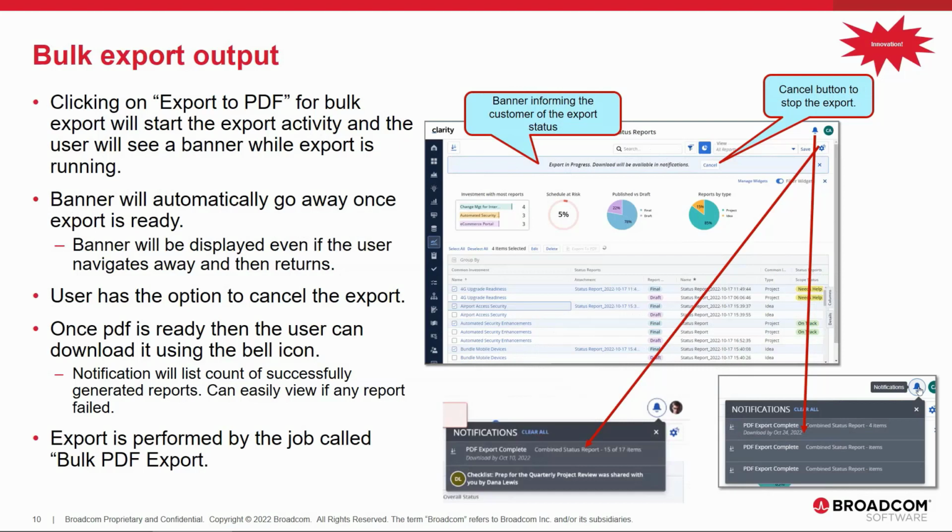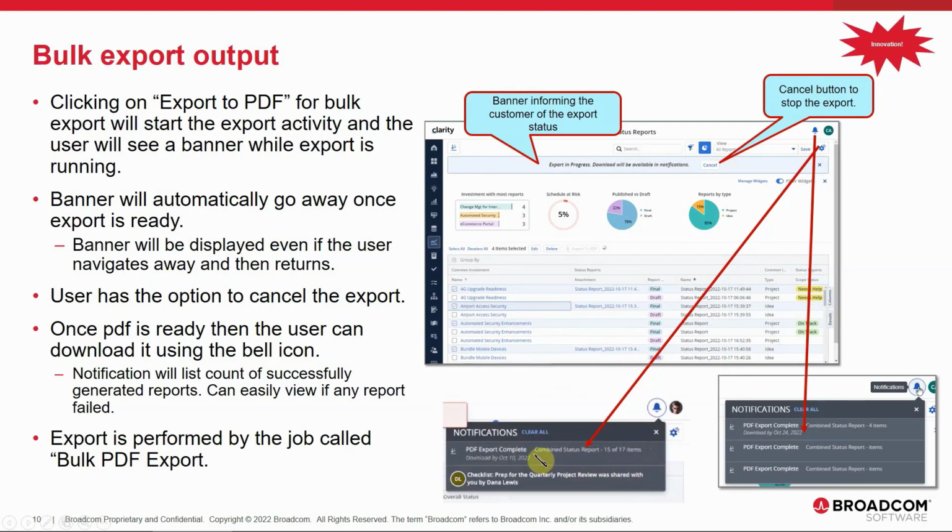Once the PDF is ready, then the user can download it using the bell icon. The notification will list the count of how many reports were successfully generated and if there are any that failed. So as in this example, you can see that 15 out of 17 reports were exported.